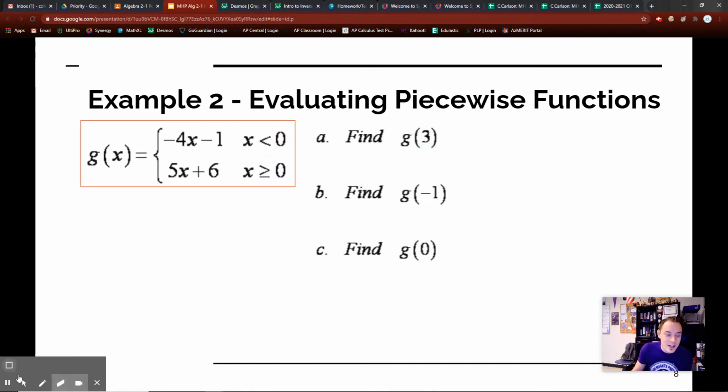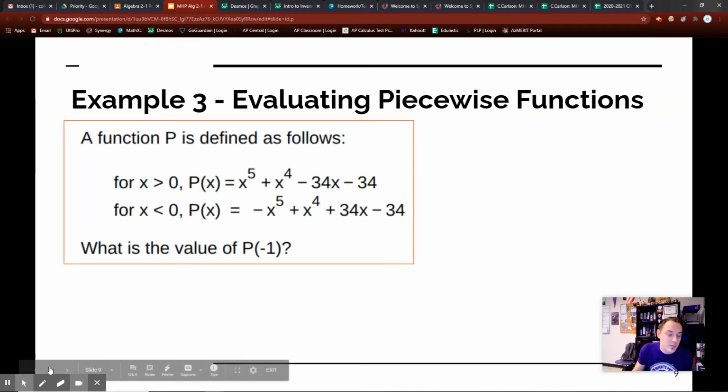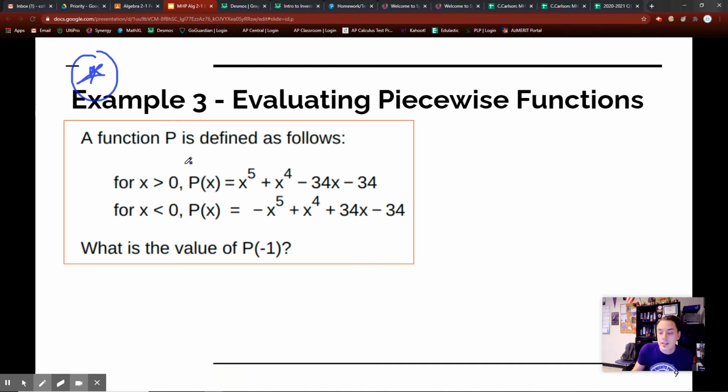Let's move on, and you'll see something like this from Math Excel. This is an actual evaluation problem that will be on your homework quiz. By the way, it's on your homework quiz on Math Excel. Make sure you do it. It's very important.